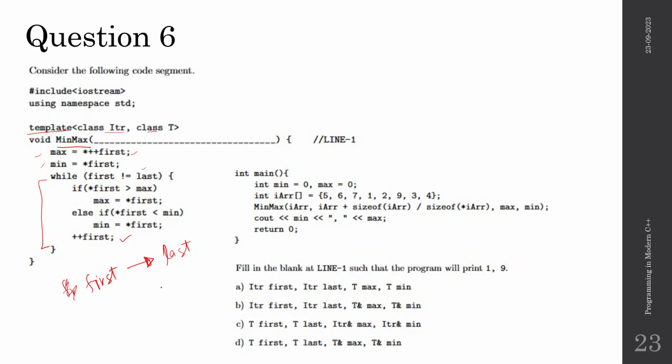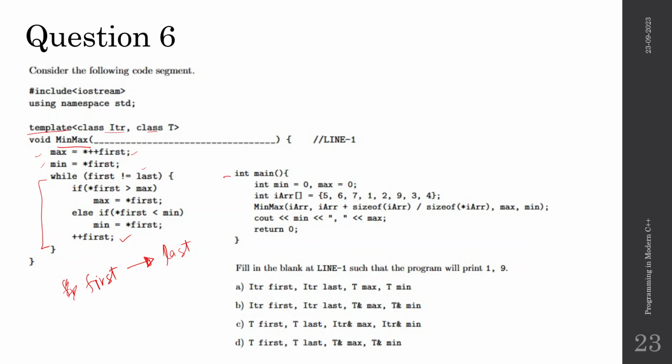So if it becomes the last pointer, then you know that you have covered the array, right? You have traversed over the array. So that condition is there. Now inside the while loop, we are checking the standard logic: whether the first is greater than max, then max becomes the dereferenced value of first, and then similarly for the minimum. Okay, so that is that.